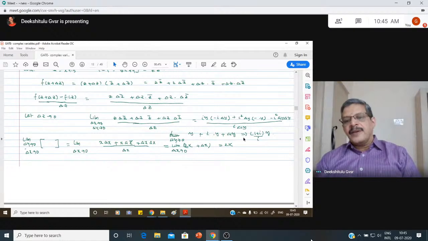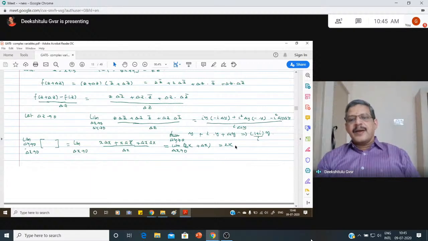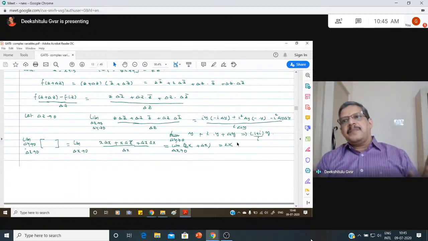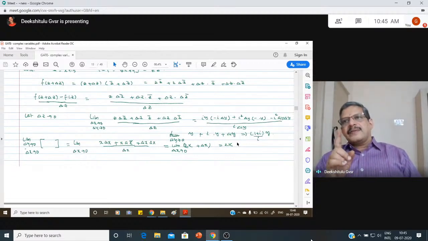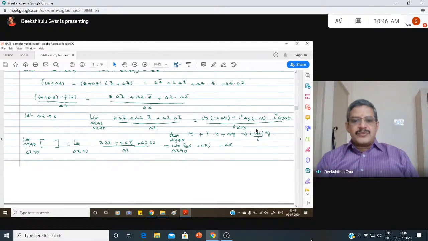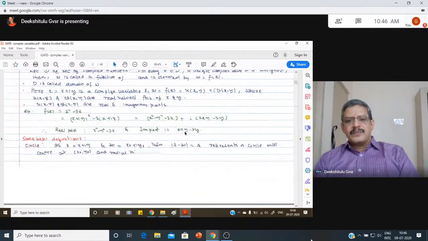Now what are the limits here? This is 1 plus i by i into y, and in the second case it is 2x. This is in terms of y and this is in terms of x. They are completely independent. They are never equal. Only when x is 0 and y is 0 do they become equal. When x is 0 and y is 0, this becomes 0, this also becomes 0. Only in that condition will these two limits be equal. So what does it mean?